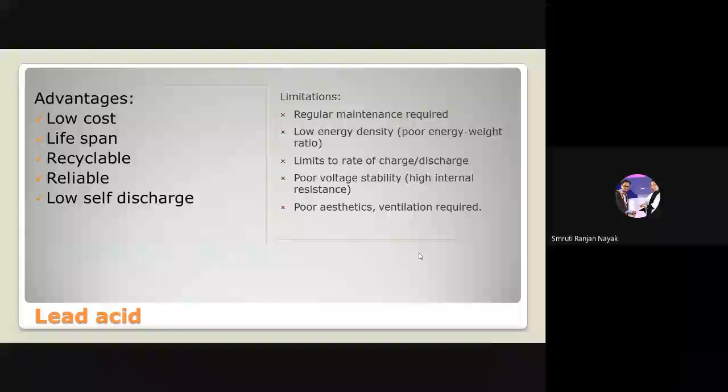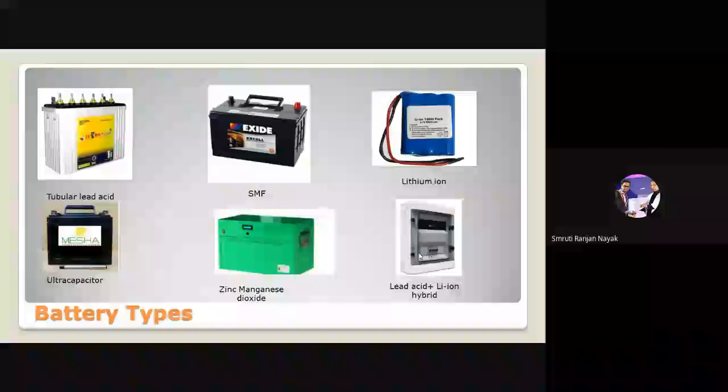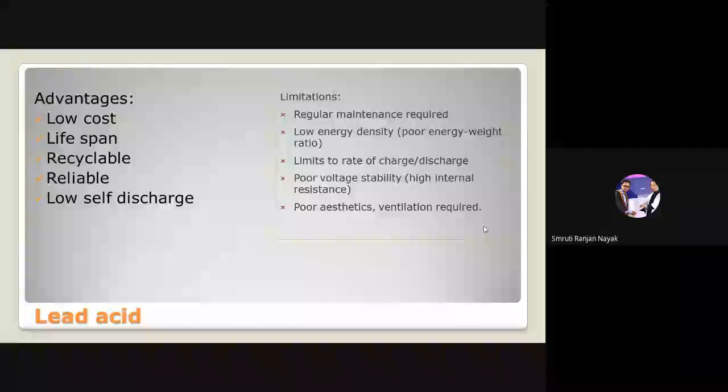Then lead acid, the advantages. A 200 ampere hour lead acid battery costs somewhat more than 10,000. Still, it is low cost, because all these other batteries, lithium ion, lead acid plus lithium ion, and zinc manganese, cost more than the tubular lead acid. So the advantage is that it is low cost, and its lifespan, if it is well maintained, will definitely cross 10 years.